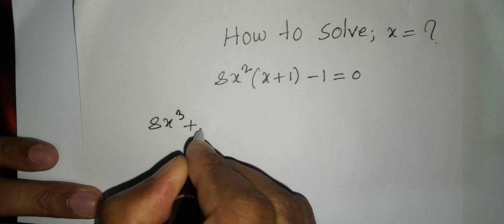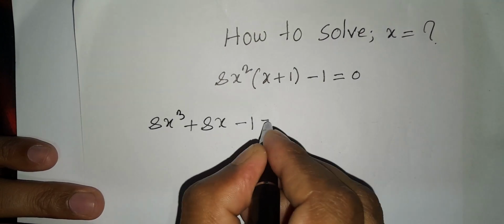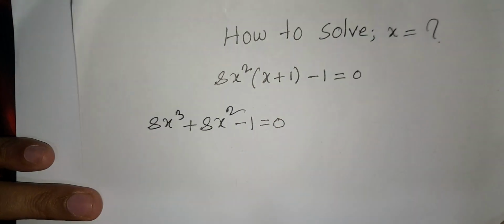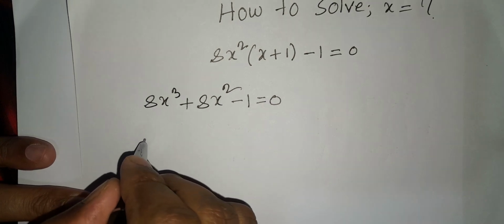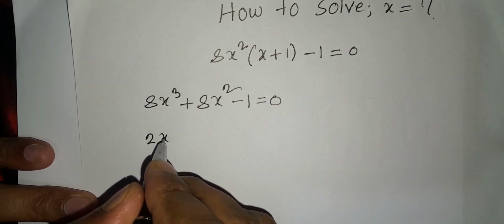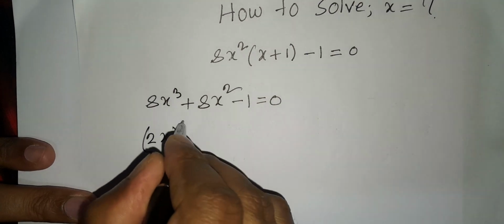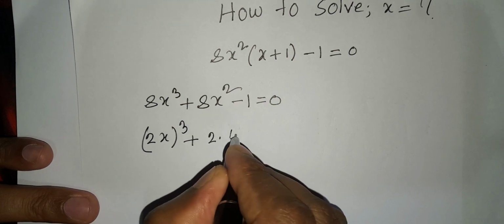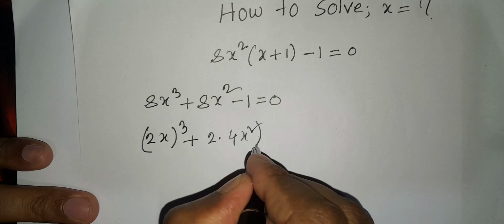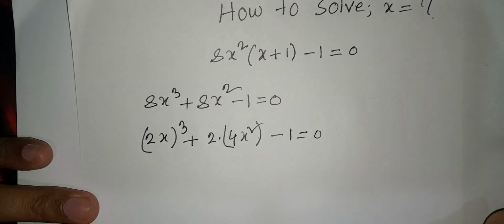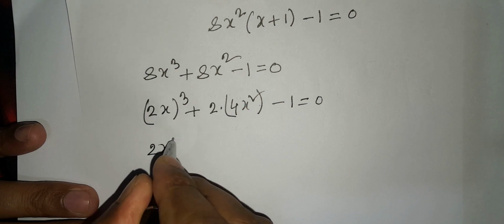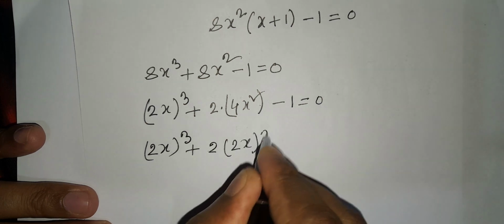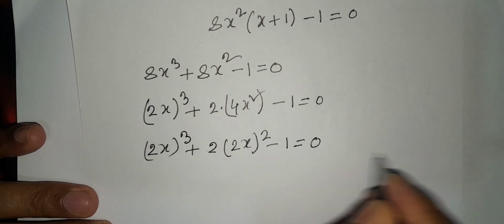8x cube plus 8x minus 1 equal to 0. Okay, here will be a square, and now we can write 2x all cube plus 2x all cube into 2 into 4x square, here minus 1 equal to 0, and 2x all cube plus 2 into 2x all square minus 1 is equal to 0.